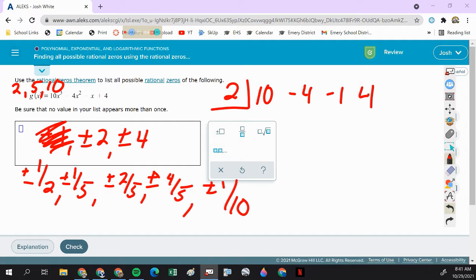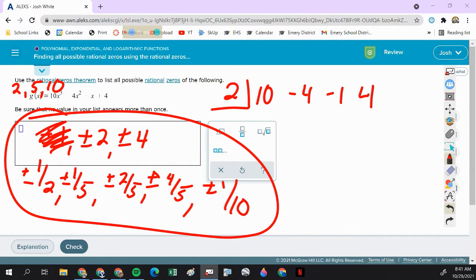Oh, I'm doing the problem wrong. It says find all possible rational zeros. Okay, it didn't say solve. There we go.